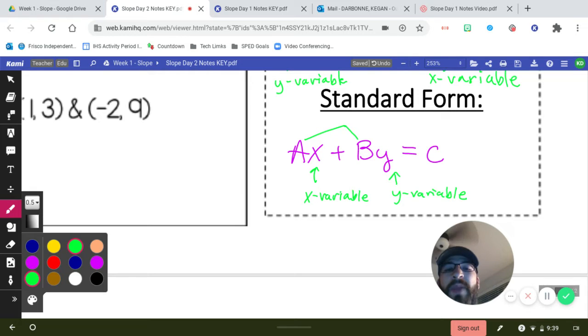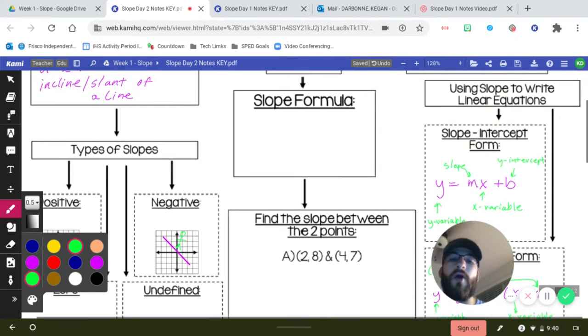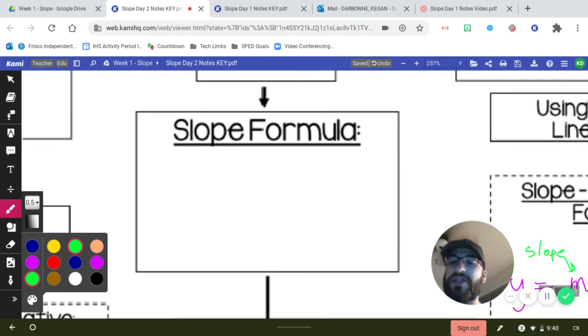And a, b, and c all being constant values. Notice this one doesn't involve slope, so we're really not going to worry about it right now. I just want you to see it, so if you see an equation like that, you can be like, oh, Mr. Arbone, that's standard form.